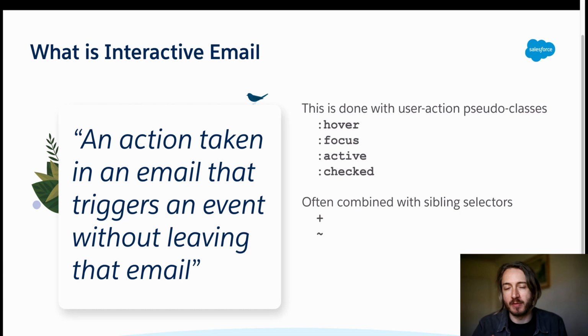So it's done using user action pseudo classes. So things like hover, focus, active, and checked are the main ones we use. You can also do things like focus within and target and stuff like that, although their support is not quite as good. These four are the main ones we're focusing on. So often we're combining these, particularly when we're using checked, we're combining this with sibling selectors. So we're using the plus for like the next direct sibling, or the tilde for like a general sibling some way down the line.